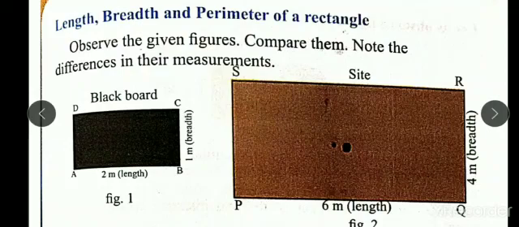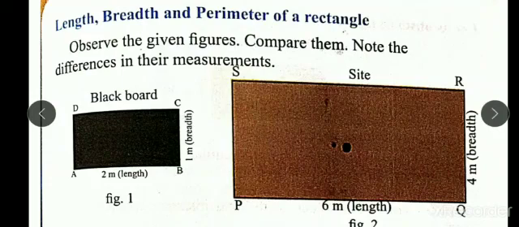Let us study about the relationship about length, breadth and perimeter of a rectangle. In the last class we studied about the perimeter of a square. To calculate the perimeter of a square, you need to just multiply 4 into one side, because a square has 4 sides, and we are multiplying 4 into one side because all sides of a square are equal. Now let us come to the perimeter of a rectangle.